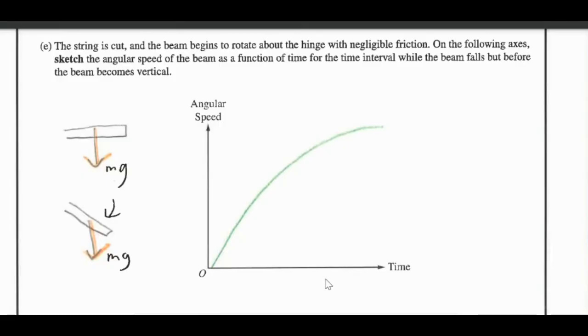Now this one is pretty tricky here. I had to really think about this one. It says the string is cut and the beam begins to rotate about the hinge with negligible friction. On the following axes, sketch the angular speed of the beam as a function of time for the time interval while the beam falls, but before the beam becomes vertical.